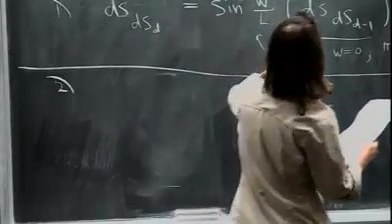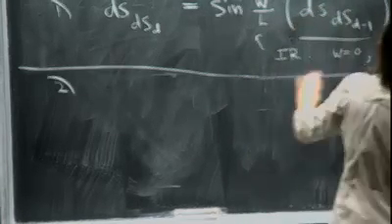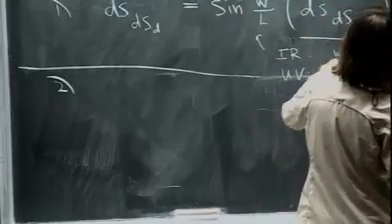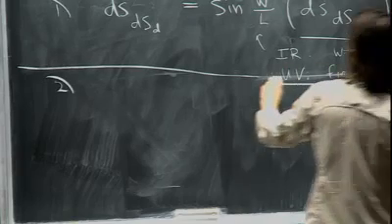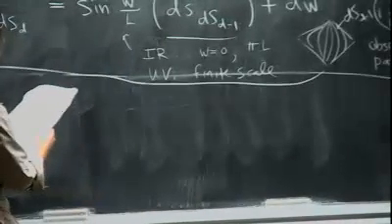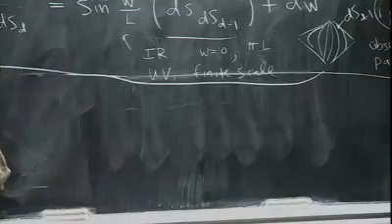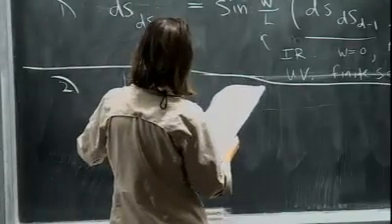The other thing I should note about this is that there are two IRs, and also there's a finite UV. Okay, so we'll get there as well. So what happens to the potential? Well, that's what we've been talking about in considering moduli stabilization.